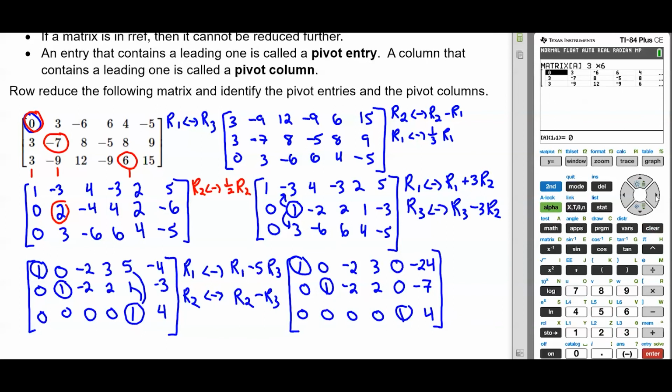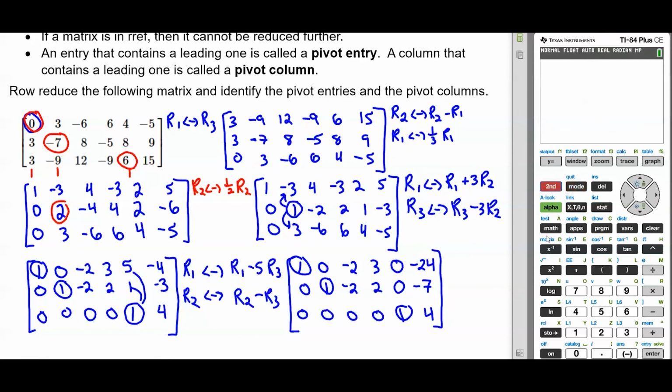All right, so I'm just going to scroll through here. I like to do this by column. 0, 3, 3, 3, negative 7, negative 9, negative 6, 8, 12, 6, negative 5, negative 9, 4, 8, 6, and negative 5, 9, and 15. All right, so this is matrix A. So now we're going to quit. So I'm going to do second mode quit. This brings you back to the calculation screen, and we're going to do the calculation.